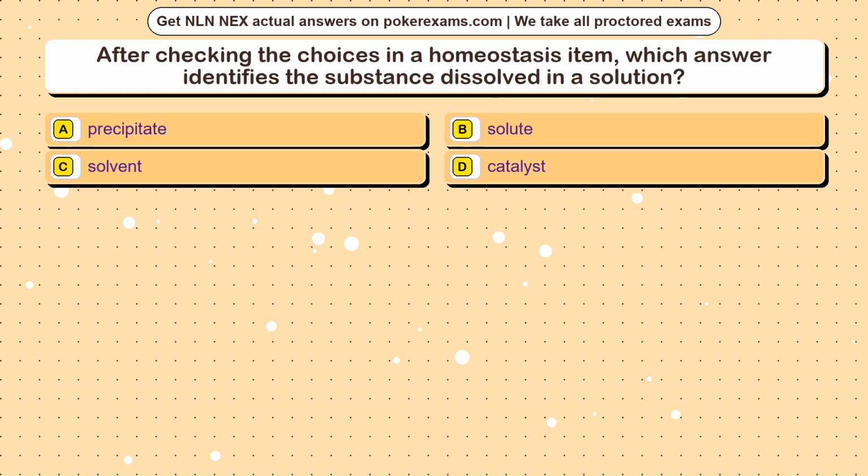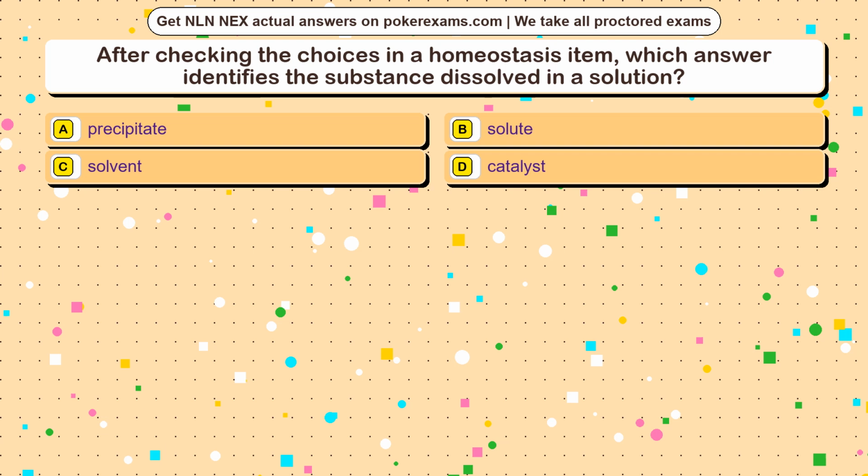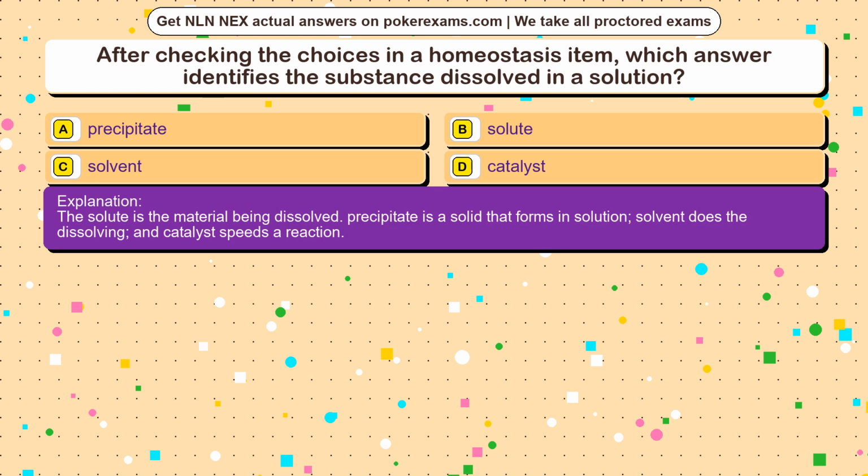Question 3. After checking the choices in a homeostasis item, which answer identifies the substance dissolved in a solution? Option A, precipitate. Option B, solute. Option C, solvent. Option D, catalyst. The correct answer is option. The solute is the material being dissolved. Precipitate is a solid that forms in solution, solvent does the dissolving, and catalyst speeds a reaction.